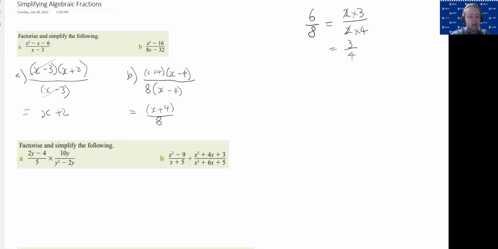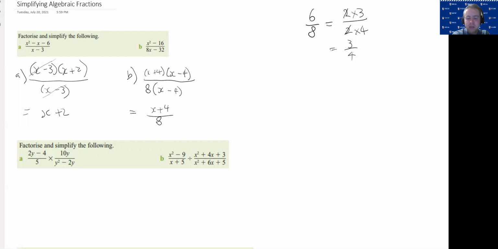Now, I don't really need those brackets on the top there anymore because we're not multiplying that by anything. So our final answer would be x +4 over 8. We can't cancel this 4 and 8. Always remember, you can only cancel when you've got multiplying. If you're multiplying all of the top and the bottom by something, you can cancel.